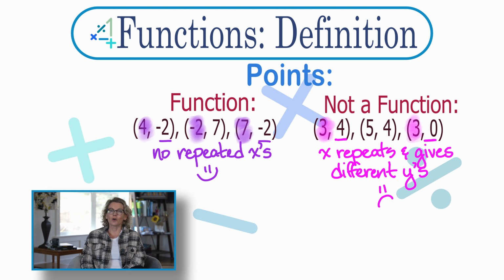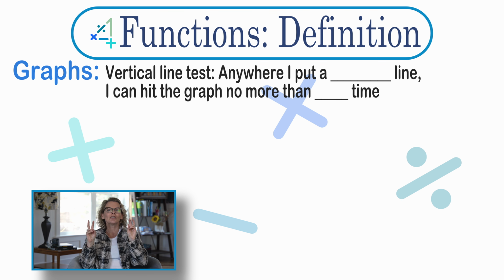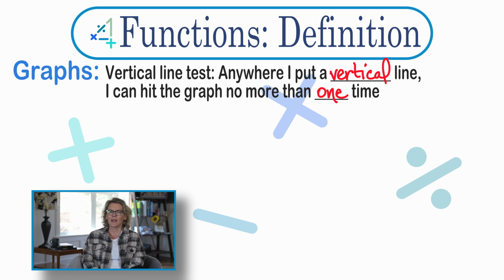Now let's explore the cool strategy to figure out if a graph is a function or not. We call it the vertical line test, and it just means that everywhere I can put a vertical, which is straight up and down, line, I can hit the relation no more than one time. If I can put a vertical line anywhere and I hit the points or a continuous line more than once, it is not a function.